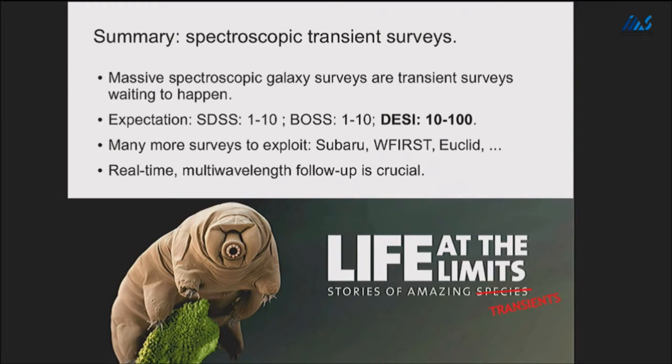So let me just give a shout out to the American Museum of Natural History. We have an ongoing exhibition about extremophiles. This is a tardigrade. These things can survive the vacuum of space. It would be interesting to simulate what would happen to this little thing if you threw it too close to the tidal radius. And I would just say that I think we're going to hear a few more stories of amazing transients in nuclear centers. So thank you.